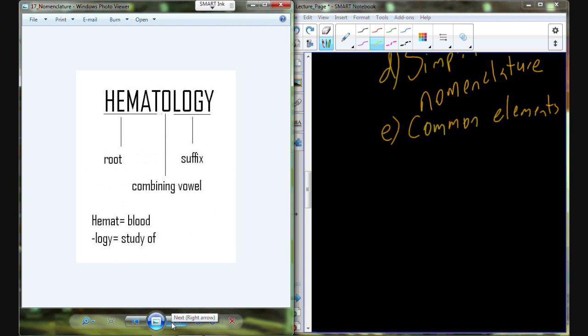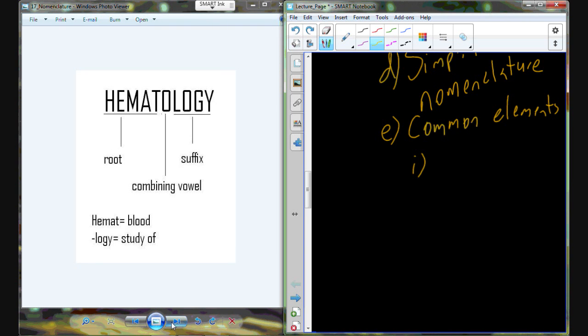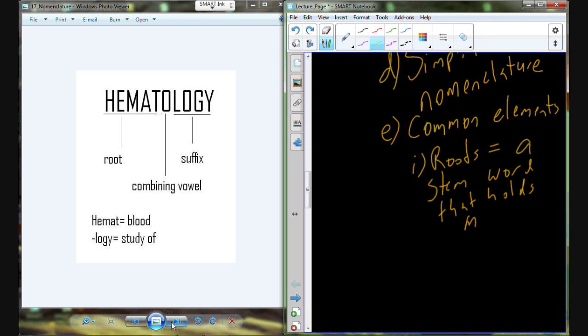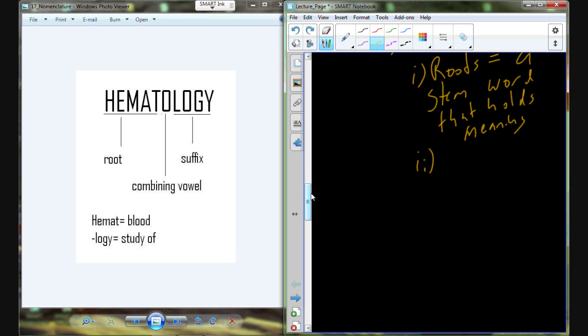All right, so here is an anatomy physiology word. It is hematology. And what you're looking at here are the common elements. And so these common elements are going to include things like roots. And the root is a stem word that holds some meaning. So if someone has their lexicon open, can you look up HEMAT, H-E-M-A-T? This is going to be our root. And give us their definition. There's HEMO. HEMAT's not in there? What's HEMO? HEMO is just blood. Yeah, so HEMAT is actually of and relating to the blood.